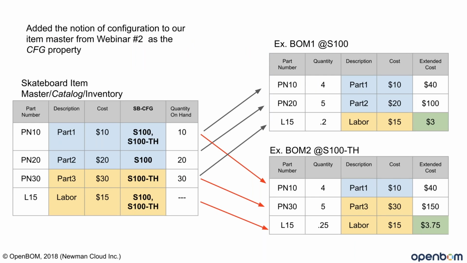So think about how we go back to that item master and BOM that we created in the last webinar, and what do we do to that to bring it up a notch to where we start thinking about BOM product configurations.